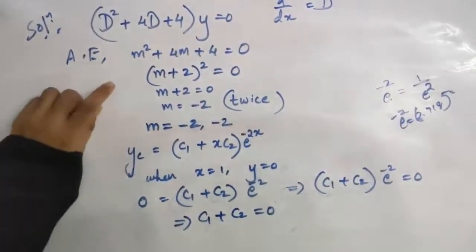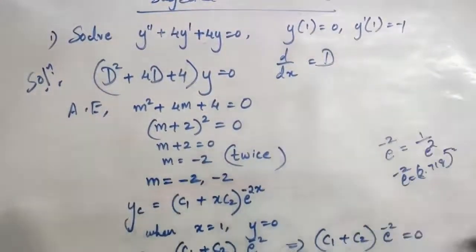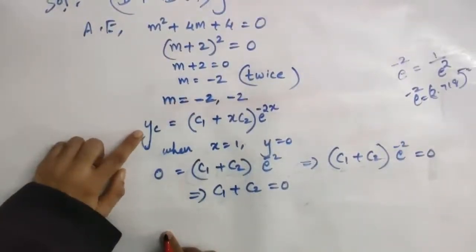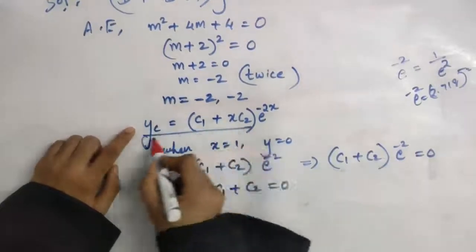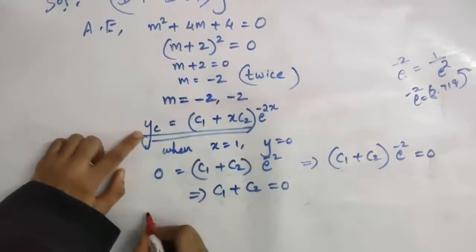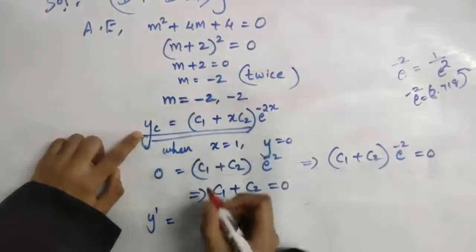After that, you are given another condition. What is that? y dash of 1 is equal to minus 1. So y dash means dy by dx, that is, you are going to differentiate this solution with respect to x. Now don't confuse that y dash and this yc. The general solution of a homogeneous differential equation is also called the complementary function. We write it as yc, but actually we can write it as y also. So differentiate this with respect to x and simply denote it as y dash is equal to, I am going to use the u into v rule. First keep the bracket as it is.